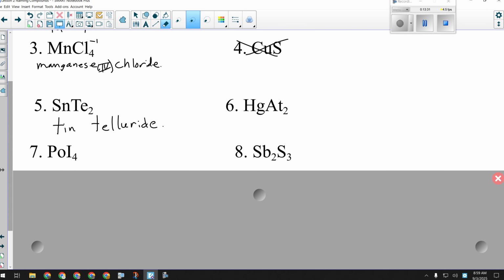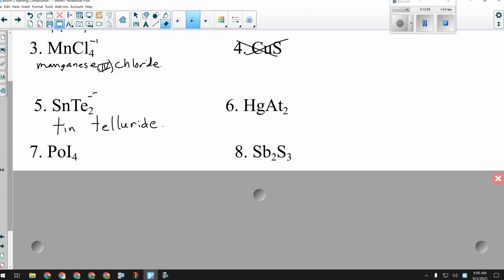Okay, this is one of the ones where you need to be careful about reversing the drop and swap. We can see that tin can be a 4+ or a 2+, but tellurium is in group 16, which means it's -2. If you reverse the drop and swap, you're going to write this as tin 2 telluride, but it's not, it's tin 4. So this is one of those cases, the 1 out of 3, where if you just reverse the drop and swap, it's going to be wrong.